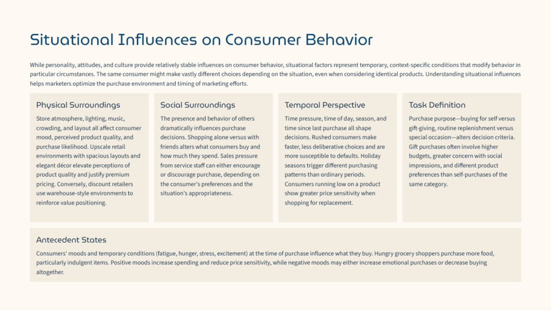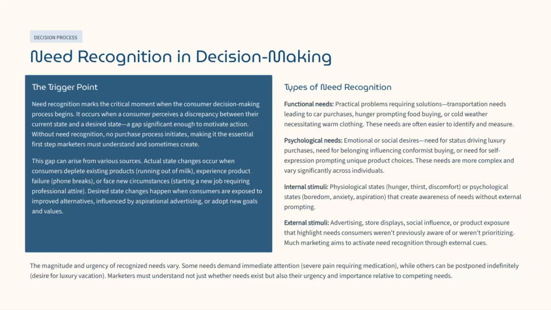Understanding these influences helps marketers create optimal environments and timing for their marketing efforts to be most effective. Let's talk about the magnitude and urgency of recognized needs. Some needs require immediate attention, like when you're experiencing severe pain and need medication right away. Others, however, can be postponed indefinitely, such as the desire for a luxury vacation, something you might dream about but don't need immediately. As marketers, it's crucial to understand not just whether needs exist, but also how urgent and important they are compared to other needs.